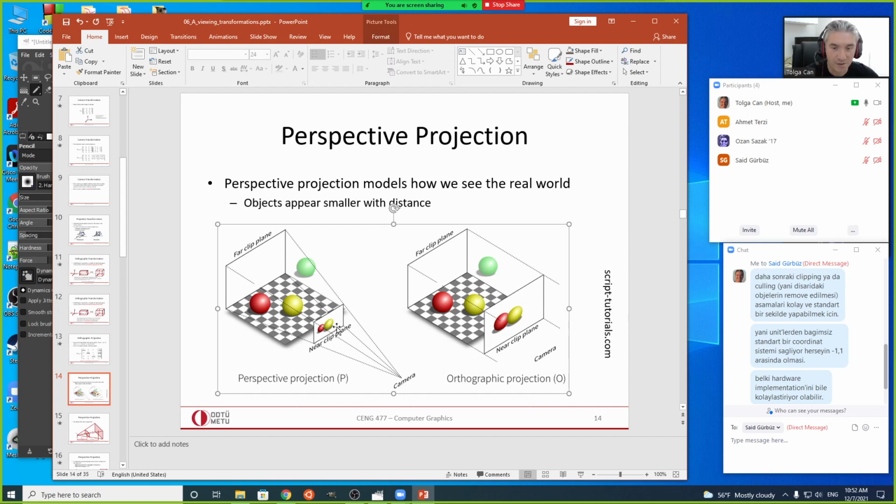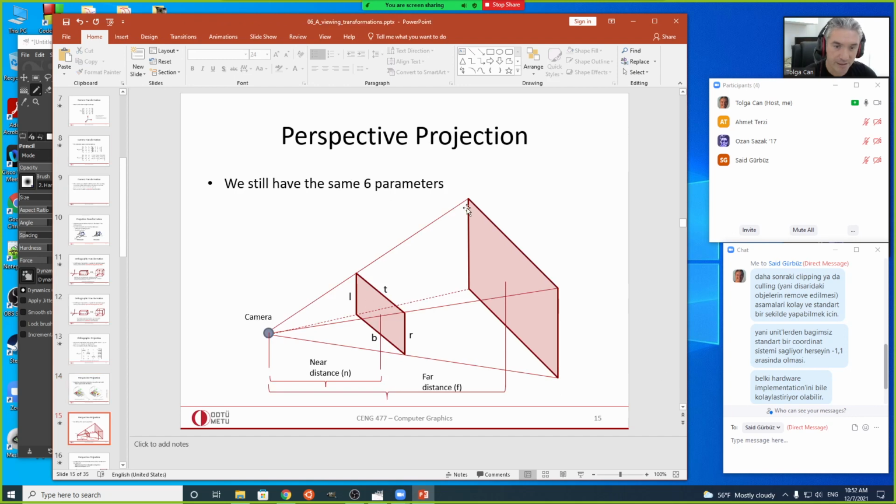So if we use the same LRBT parameters in the orthographic projection, the size of this image near clip plane will be exactly the same size as the near clip plane. The difference in perspective projection is that the far clip plane is actually much larger, because the rays, as they go beyond this near clip plane, are getting far away from each other, as we see here. So in the far clip plane, this LRBT is not observed anymore. Its boundaries are much larger than what we have in this near clip plane. But all the parameters are exactly the same as orthographic projection.